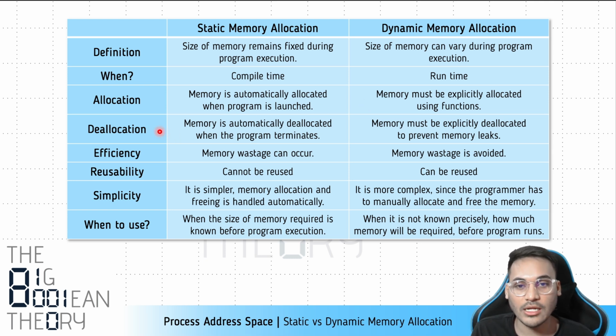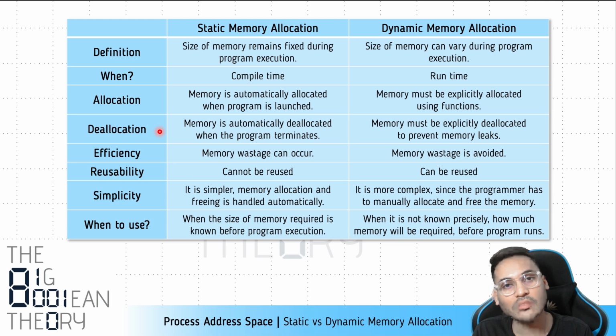Then let's talk about deallocation. The deallocation remains the same. For static memory allocations, all that memory will remain throughout the program execution. Once the program is started and the memory has been allocated statically, it will not change. The size of those variables will remain fixed. Also, that memory will not be deallocated. Only when the program terminates will the memory which has been statically allocated be freed by the operating system. Again, here the programmer does not have to do anything explicitly.